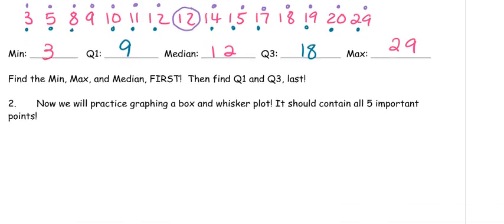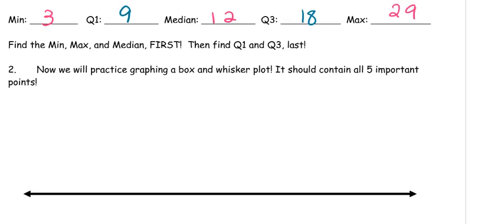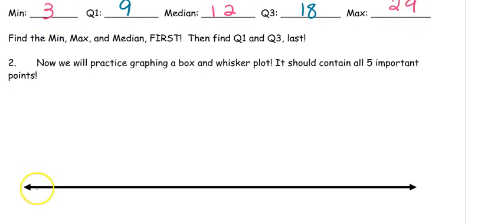Alright, so now we're going to create our box and whisker plot. So we need to make sure we have all 5 of our important points. So we know that we're going from 3 all the way up to 29. So let's count by 3s maybe. I think that will be good. So I'm going to put 0 here, and then 3, 6, 9, 12, 15, 18, 21, 24, 27, 30. So that should be good. Then let's go ahead and put those labels on there.